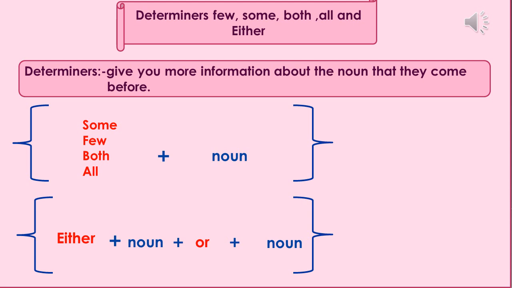So معنى determiners هو المحددات. Okay? And determiners give you more information يعني تعطي معلومات أكثر عن الاسم الذي تأتي قبله. إذا المحددات هذه determiners تأتي قبل الاسم وليس بعدهم. So what is the general form for the determiners؟ يعني استخدام أو الصيغة اللي نستخدم بها determiners in the sentence. We have some, few, both, all, plus a noun. Okay? يعني some, few, both, all, followed by a noun. While for either plus noun plus or plus second noun. So this is the general form for the use of determiners in a sentence.